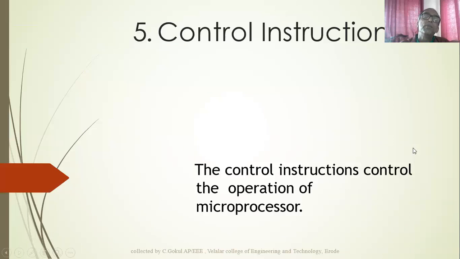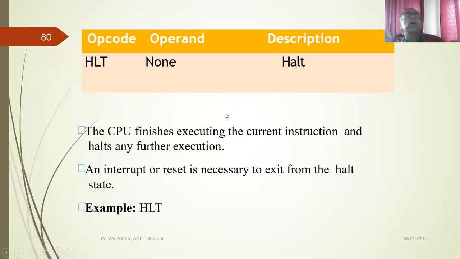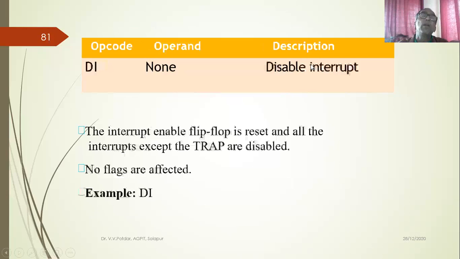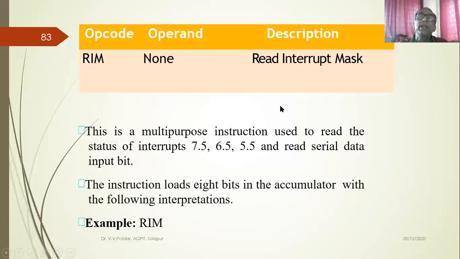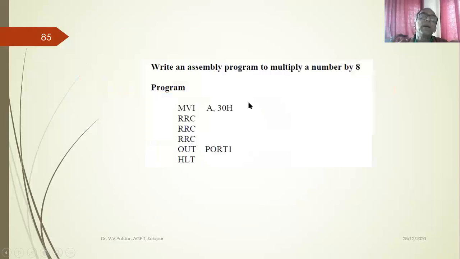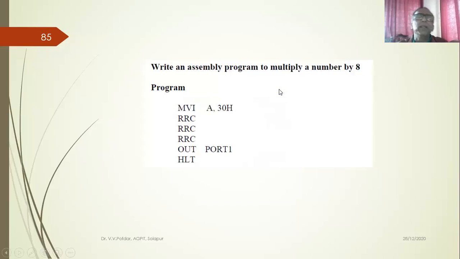RST 1, RST 2, etc. Then control instructions. The control instructions control the operation of the microprocessor. So NOP is the opcode. No operation is performed. The instruction is fetched and decoded, but no operation is executed. Then you have the control opcodes for control instructions. HLT, description is halt. Then DI, disable interrupt. EI, enable interrupt. RIM, read interrupt mask. SIM, set interrupt mask.